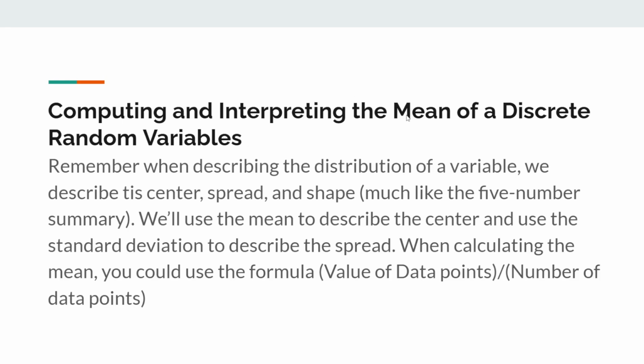So how do we compute and interpret the mean of a discrete random variable? So when we describe the distribution of a variable, we describe the center, spread, and shape. We use the mean to describe the center and use the standard deviation to describe the spread. When calculating the mean, you can use the value of data points divided by the number of data points.